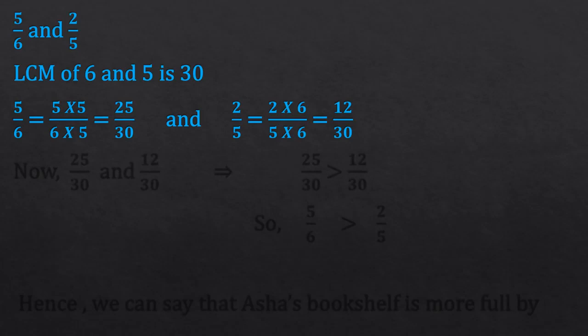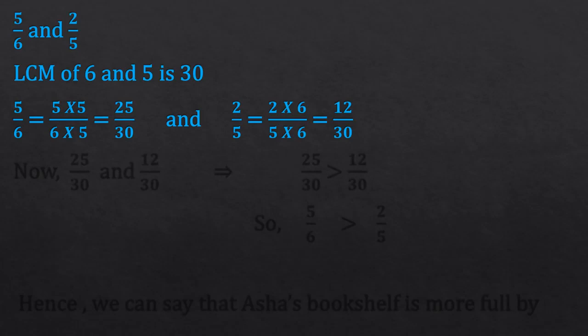How will we change it? By multiplying 6 by 5. 6 fives are 30, and if we multiply the denominator by 5, we will multiply the numerator also by 5. So 5 fives are 25. So our new equivalent like fraction is 25 upon 30.